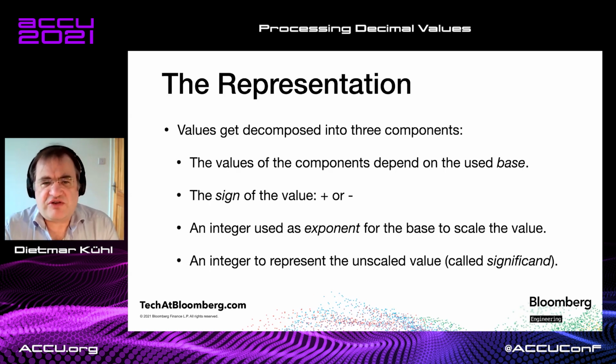Which gets me to the representation. How do we actually represent values or fractional values? Essentially, all representation you have consists of three components plus one choice. The choice we can make is we can choose the base we represent things in. And the values of the components depend on the base we choose. The first component is relatively simple. It's just a sign, plus or minus. We normally want to have signed numeric values, at least when we process things on a numeric basis. So we want a sign.